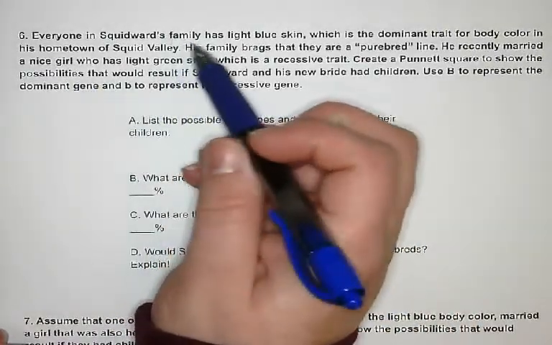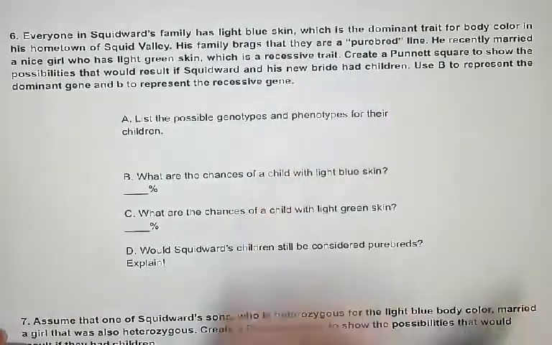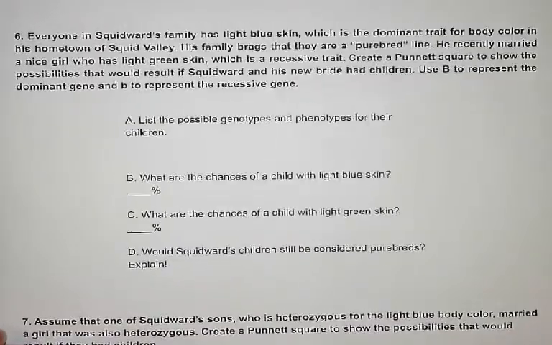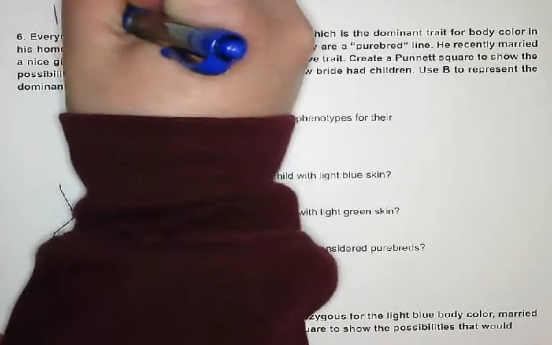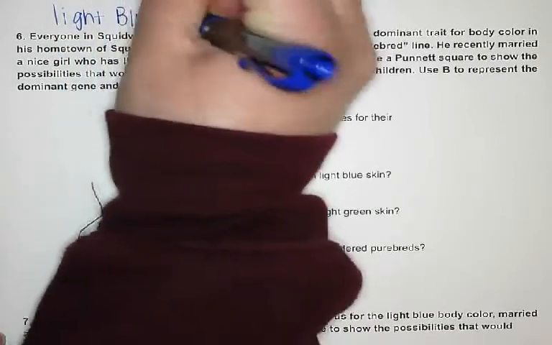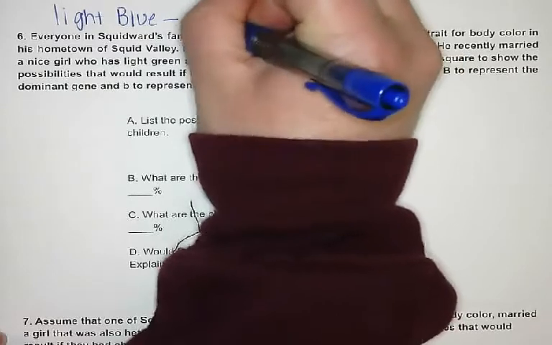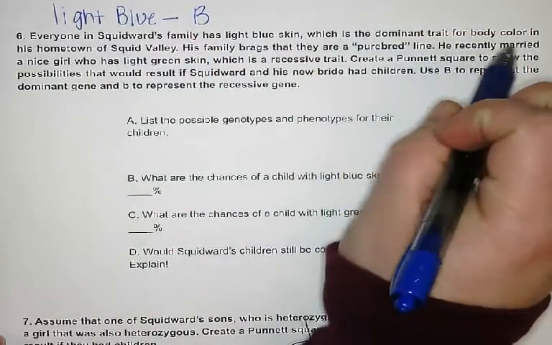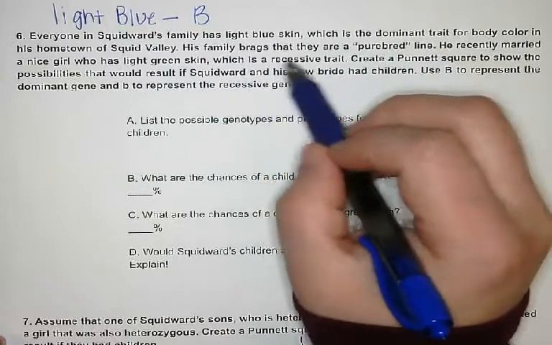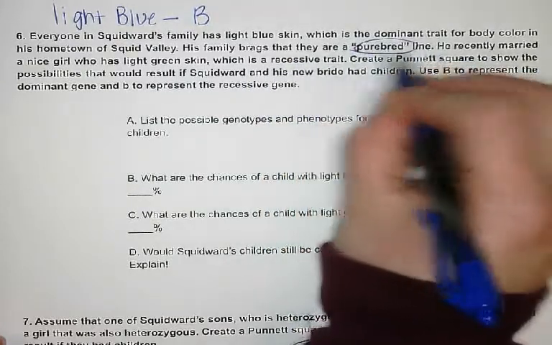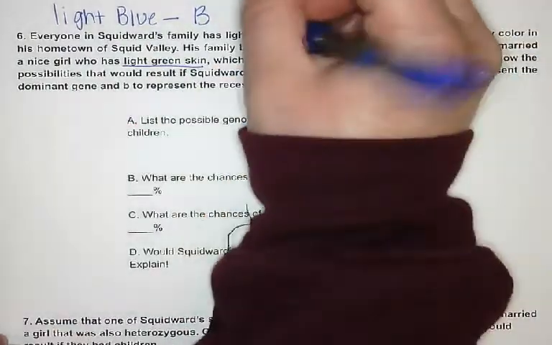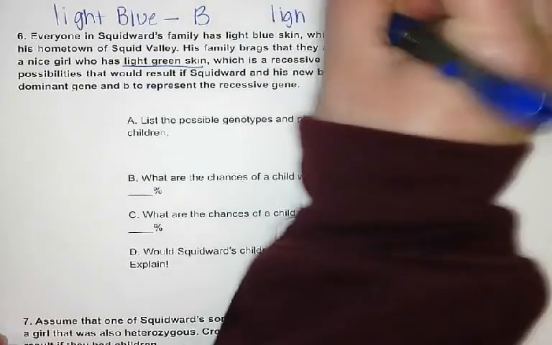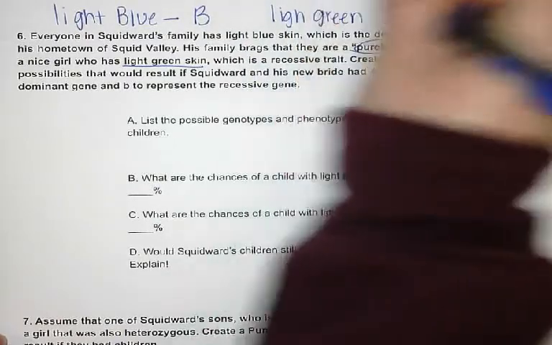Everyone in Squidward's family has light blue skin, which is a dominant trait color in his hometown of Squid Valley. So light blue is dominant, so I'm going to say big B. His family brags that they are all pure blood. He recently married a nice girl who has light green skin. So light green skin is recessive.